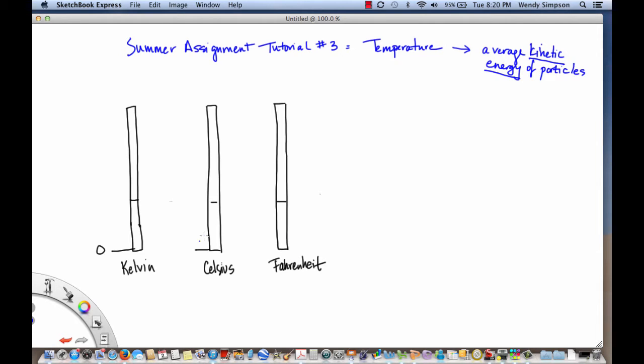And Kelvin, by the way, is used a lot in science. We use it in chemistry, especially when we're dealing with gases. Okay? And what we're going to do is establish some baselines to compare these temperature scales. And the first baseline that I want to establish here is the baseline called absolute zero. And what does absolute zero mean? It means this is the temperature where there's actually no particle motion.